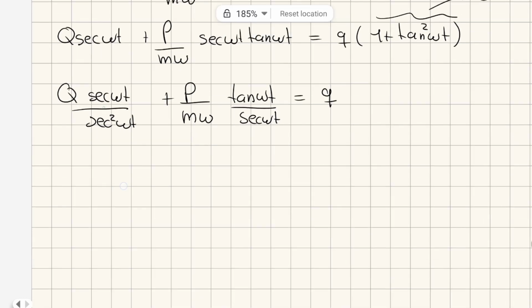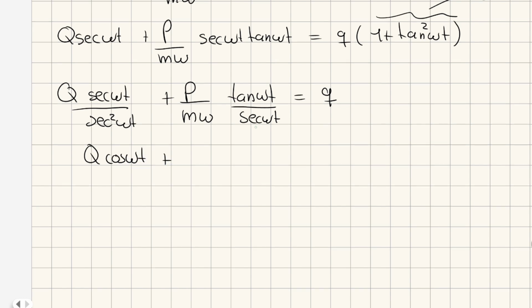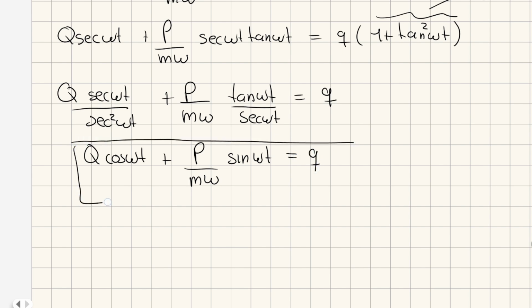And this is going to be, well, we will have in the denominator a secant, but in the numerator it will be a cosine again. And then plus, we know that tangent divided by secant is equal to the sine. So we will get p divided by m omega sine omega t equals q. Perfect. So this will be the first solution for the Hamilton equations.